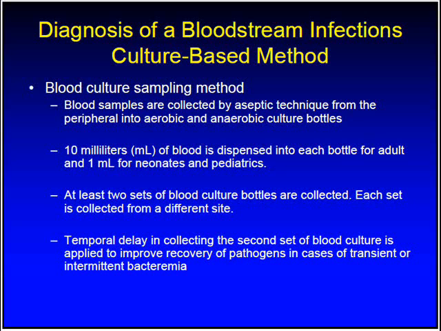It is preferable that each set of culture be collected from a different site. The reasoning is to improve the chance of pathogen recovery. There often is a delay in collecting the second set of blood culture. The temporal delay is employed to improve pathogen recovery. This is to account for transient and intermittent bacteremic cases.